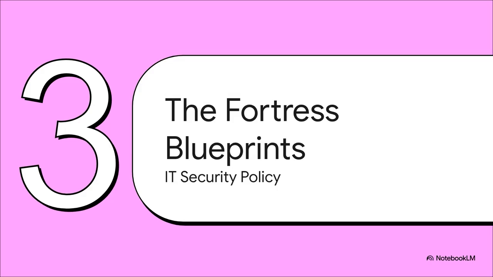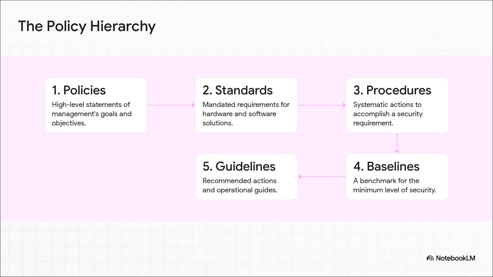All right, so we've established our crew and we've talked about managing the human element. Now it's time to look at the actual architectural plans, the documents that define how our fortress is built and how it operates. This is really the core infrastructure for any IT security policy. Now, security documentation isn't just one giant rulebook. It's a hierarchy. It's a whole system. Let's walk through an example.